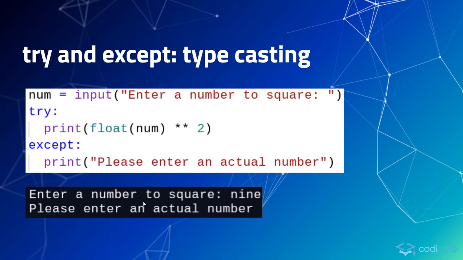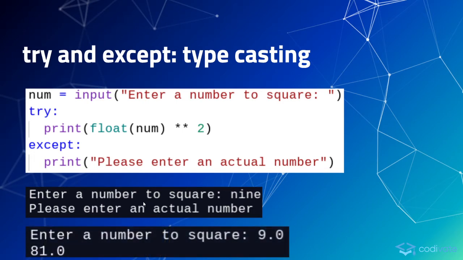Now, if we were to actually do it correctly, enter a number to square and we gave it a float, 9.0, then this try block would be executed and we don't even go to the except. Remember, only if there's an error in the try, we go to the except.